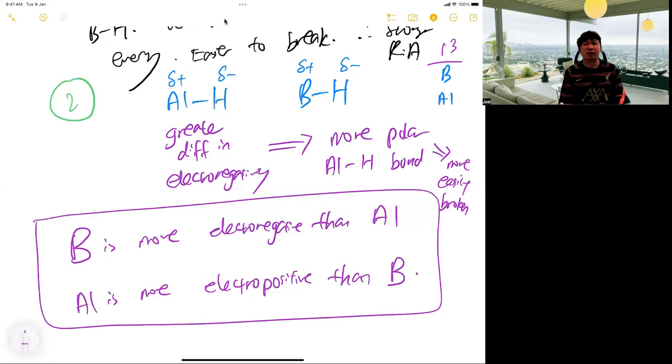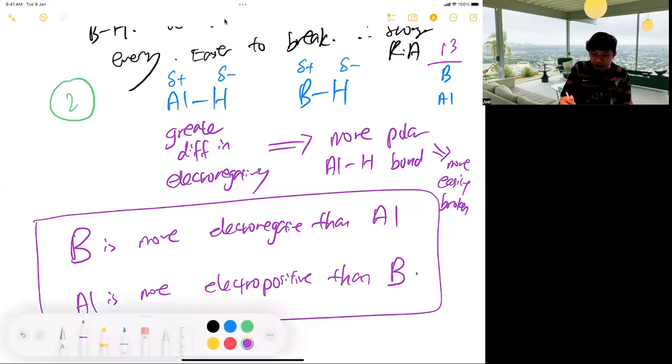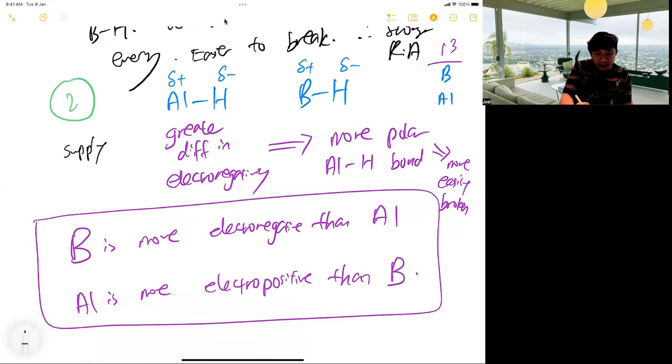Okay, I think I should rephrase. Don't say supply H, supply H minus. Right? The key idea of the two jokers is to supply the hydride ion, H minus.